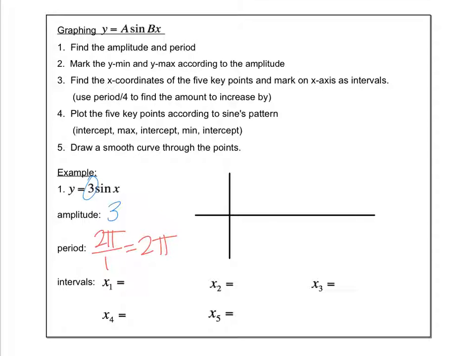All right, to find the next step, actually, we'll follow the steps up at the top. Step 1, we found them. Step 2, mark the y-axis according to what the amplitude is. That's going to tell you where to start and stop. So I'm going to go up 3. That's going to be the max point, and then I'm going to go down 3, and that's negative 3, and that's going to be the min point.